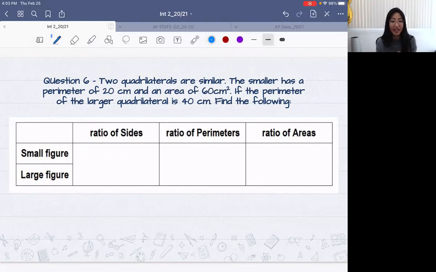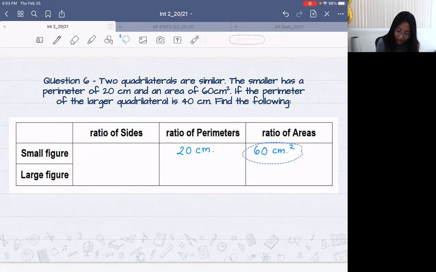So we're going to find the ratio of sides. We're going to find the ratio of perimeters. We're going to find the ratio of areas. And then I will re-explain what equals what, how you get one thing from the other. But let's just dissect this. So the smaller has a perimeter of 20 centimeters. So I'm going to write 20 centimeters here. And the area of 60 centimeters squared. And then, actually, let me move this over. Just kind of writing all over the place. Okay, and then the larger quadrilateral has a perimeter of 40 centimeters.